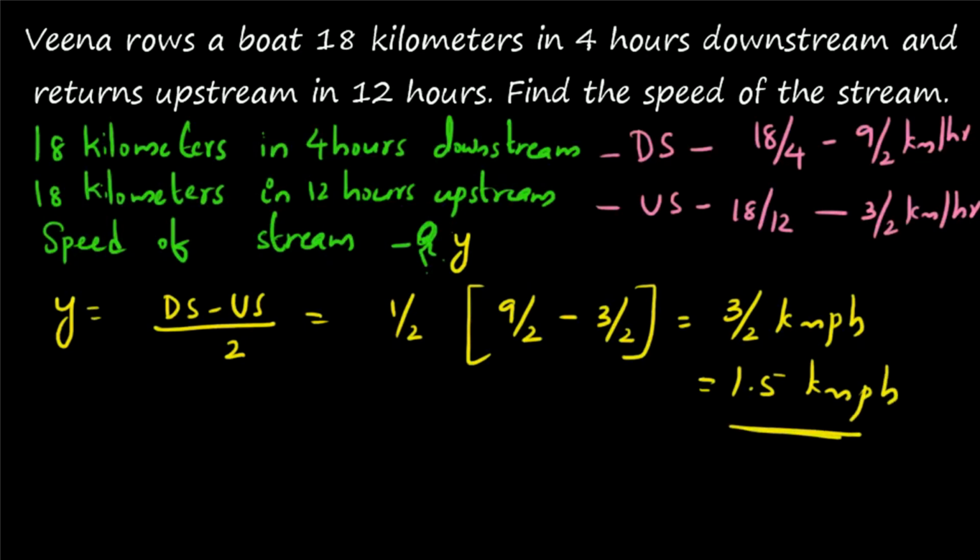Here only speed of stream is asked. So you can get it directly by using half into downstream speed minus upstream speed. If you are asked to find out the speed of Veena, it will be equal to half into 9 by 2 plus 3 by 2. Here only speed of the stream is asked.